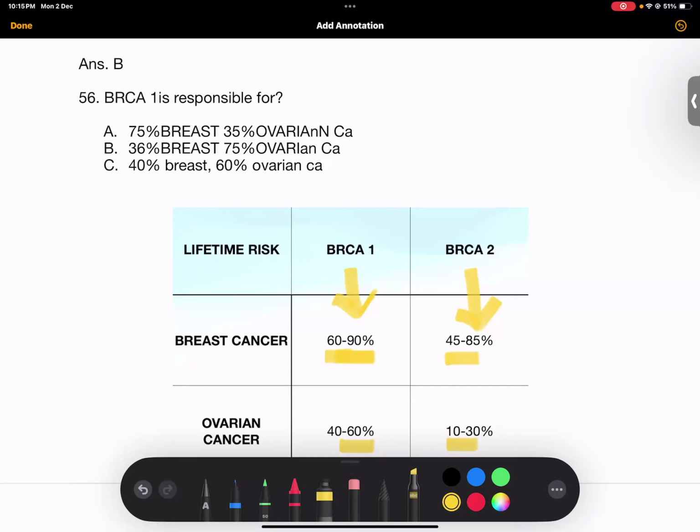Like breast cancer 75% would be correct because it lies in 60 to 90, and 40 to 60% ovarian. So it is actually slightly less for ovarian, but still you can select this option. If there is another option with 40 to 50% ovarian cancer, then you can select that. So these percentages are important.